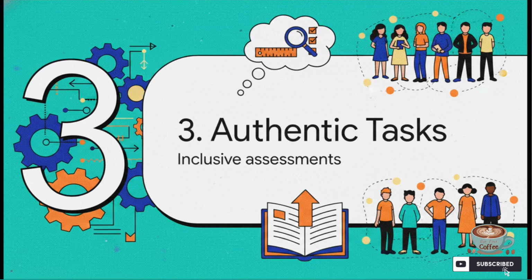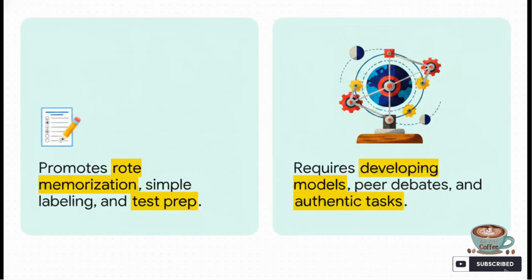Which brings us to Section 3, authentic tasks and inclusion. When we're working on Step 2, figuring out our acceptable evidence, we really have to push ourselves beyond standard quizzes. Those typical quizzes usually just promote rote memorization, basic labeling and test prep. Real, durable learning requires authentic performance tasks.